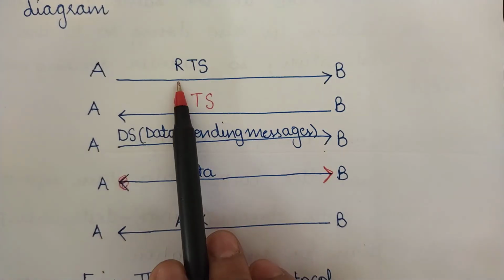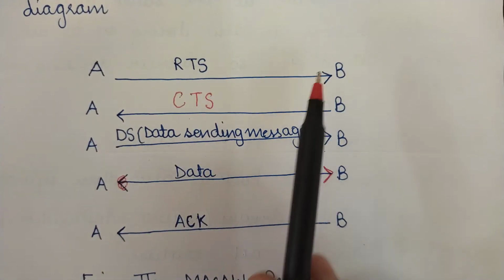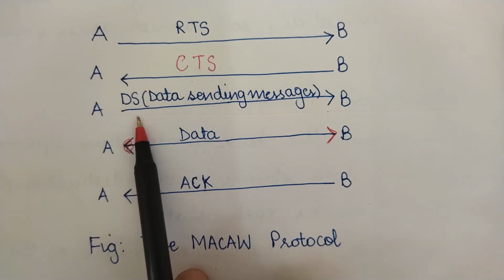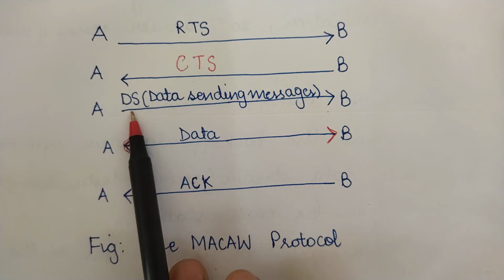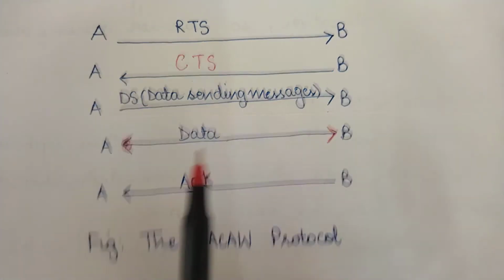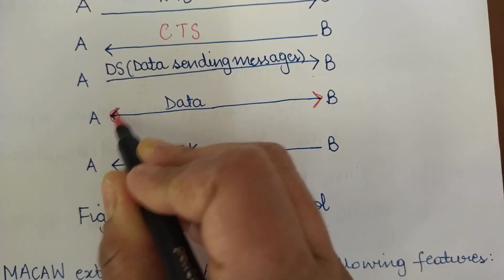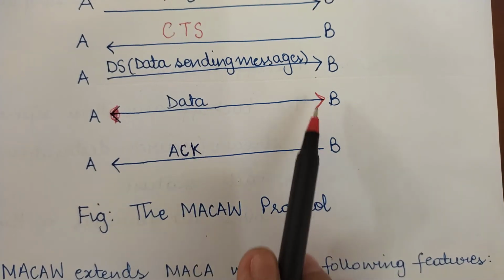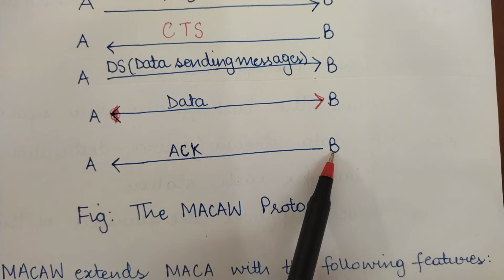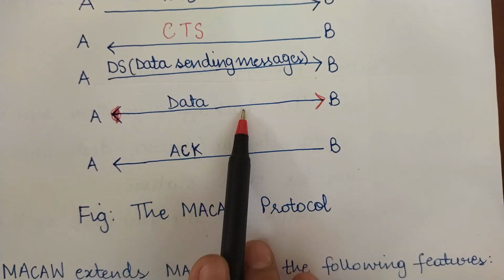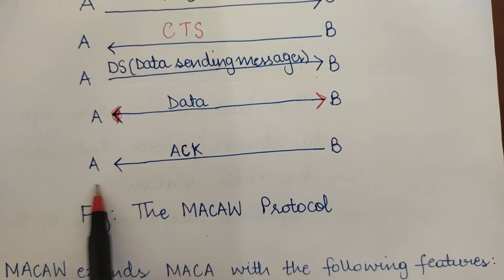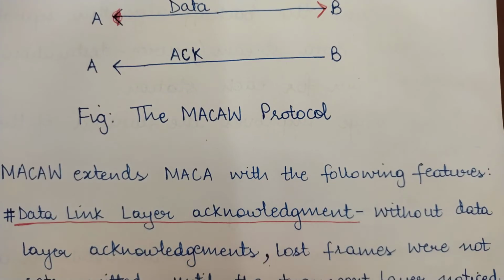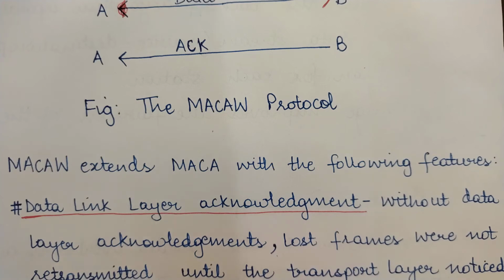So the station which wants to send will send the RTS. The station which has to receive will send the CTS. Then before transmitting the actual data, the sending station will send the DS message to the receiving station. Then the sending station will send the actual data to the receiving station, and then the receiving station, after receiving the data, will send an acknowledgement to the sending station. So this is the MACAW protocol, that means MACA for wireless networks.